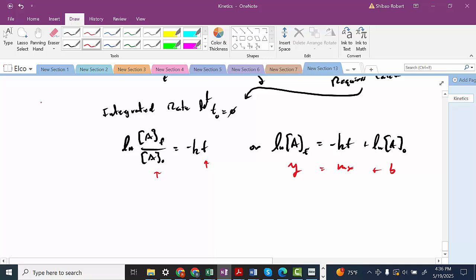And then what we can do is we can make a plot. So if we were to plot ln of A versus t, then what we'll get is we'll get this linear line, the straight line. And so a plot of ln of A versus t is linear.